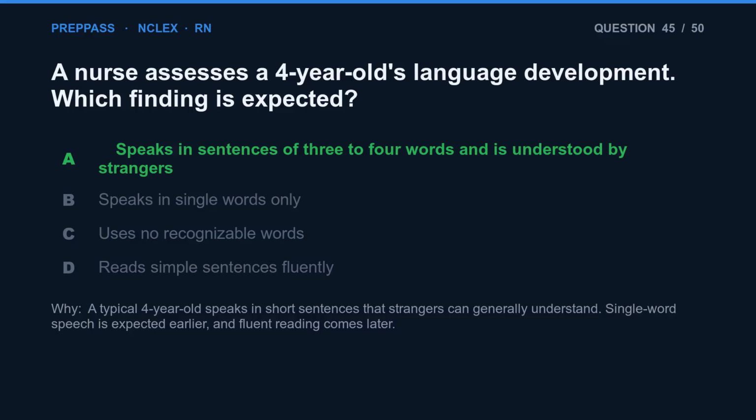The correct answer is A. A typical 4-year-old speaks in short sentences that strangers can generally understand. Single-word speech is expected earlier, and fluent reading comes later.